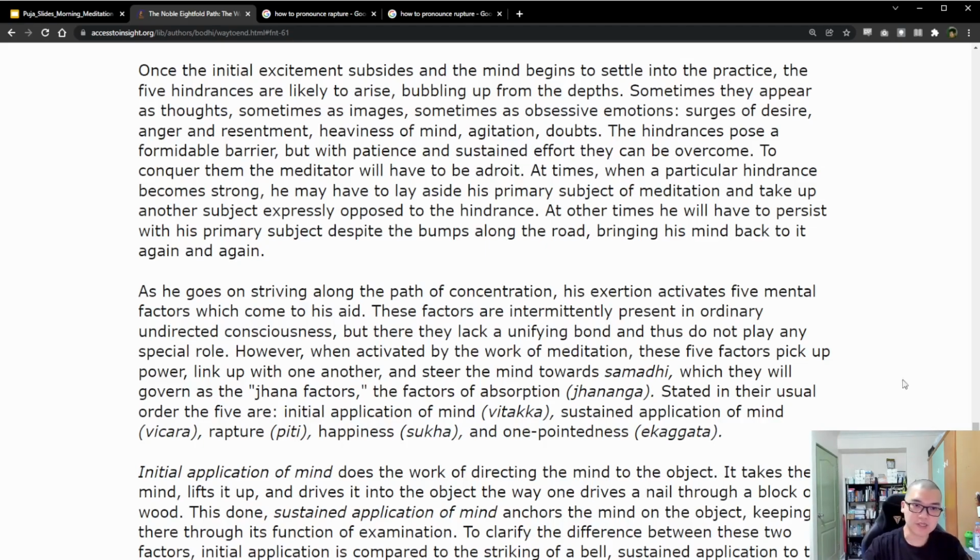We have covered the 5 hindrances, and this time during the stages of concentration, these 5 hindrances are likely to bubble up again. We have covered the 5 hindrances quite extensively in the past session, so you can take a look at that if you want to revisit and review the 5 hindrances.